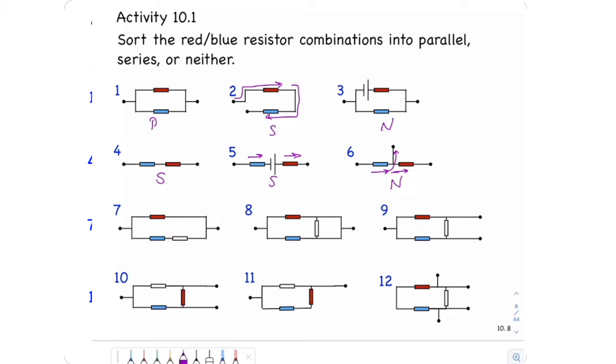Okay? So, for example, if there were, let's say, 6 volts, there could be maybe 4 volts across this resistor and 2 volts across that resistor. And then we're comparing 4 volts to 6 volts. And those are different. So 7 is neither. How about 8?